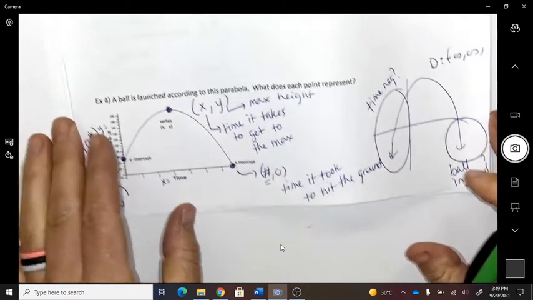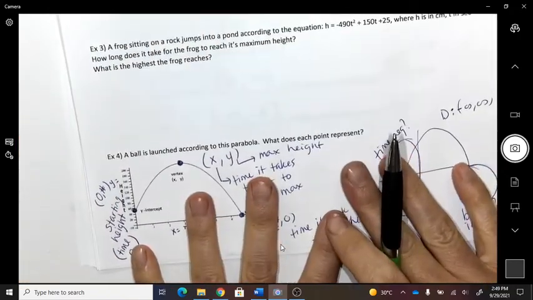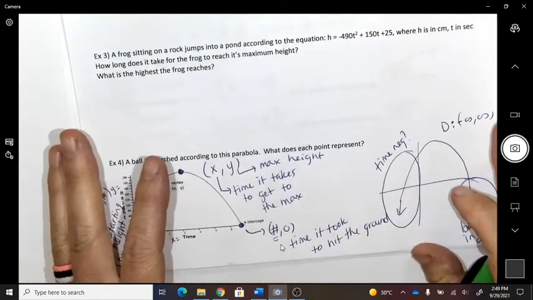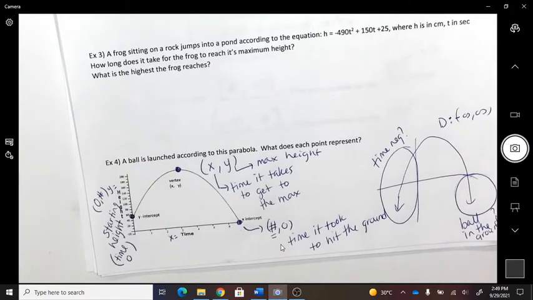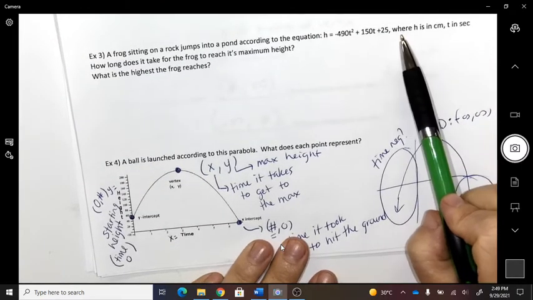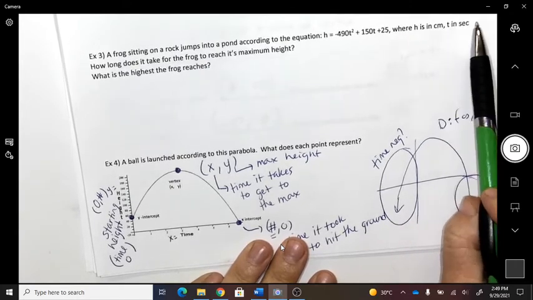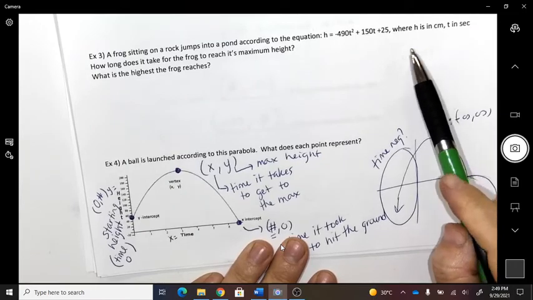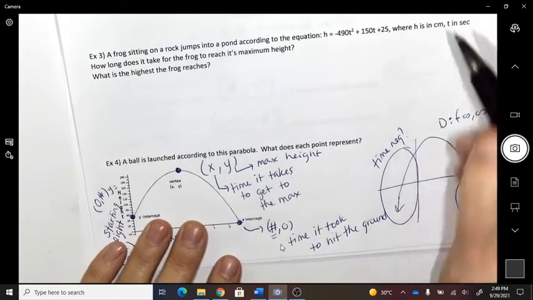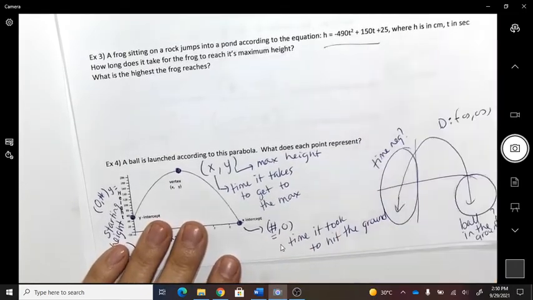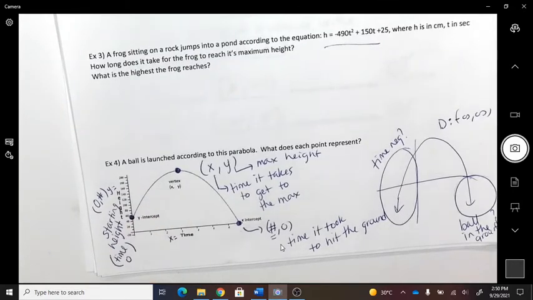Okay, let's look at number 3. So it told me that there was a frog sitting on top of a rock, and then it jumped into a pond, and it was with this equation. So we have a height in centimeters and a time in seconds. Okay, can you tell me 2 really quick things about that equation? What's something you know with the graph right now?